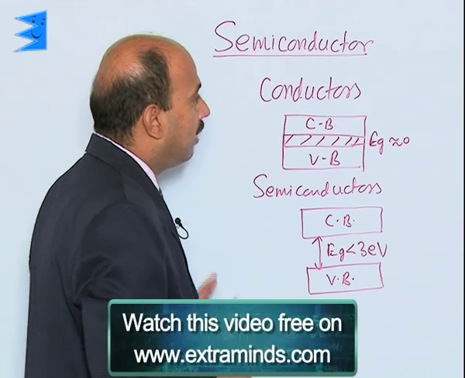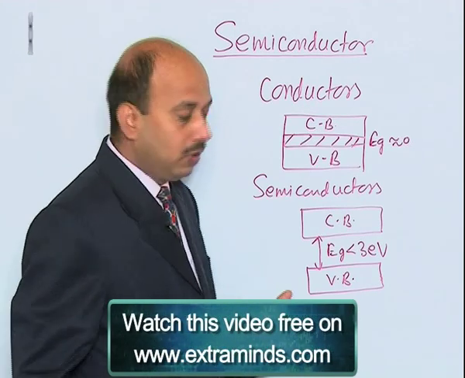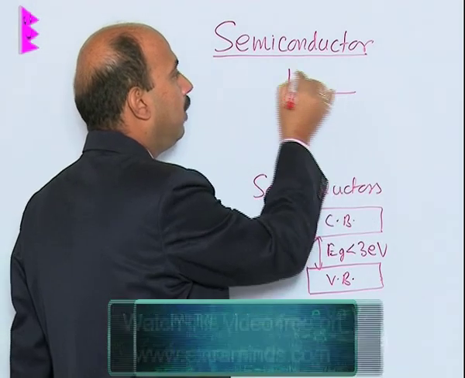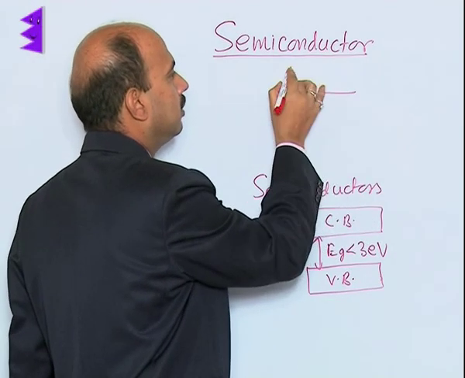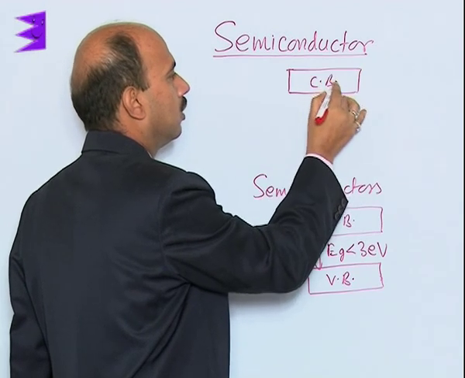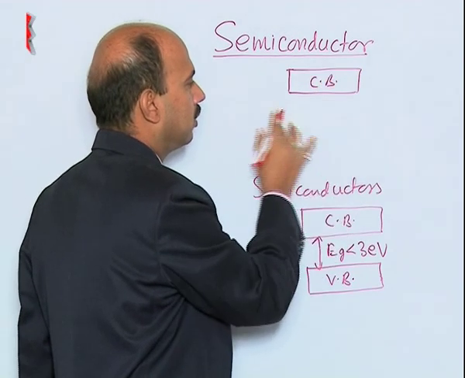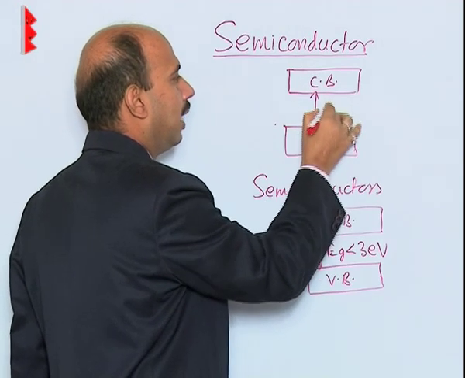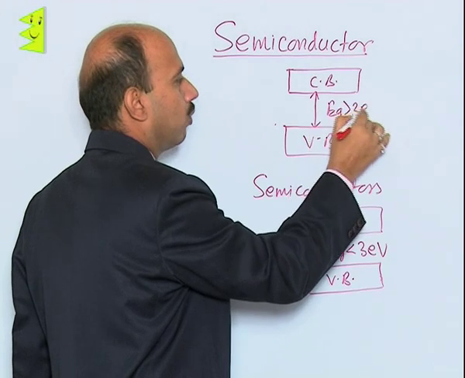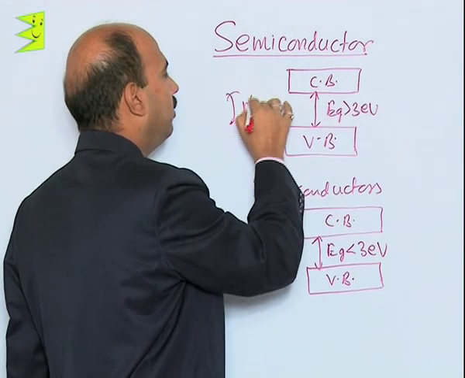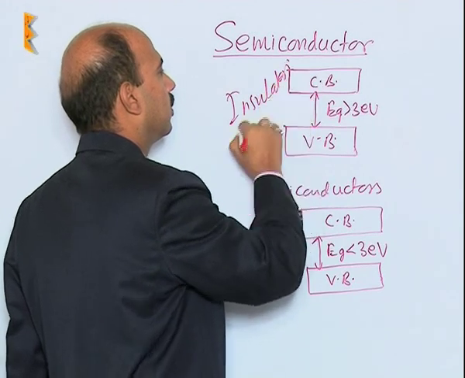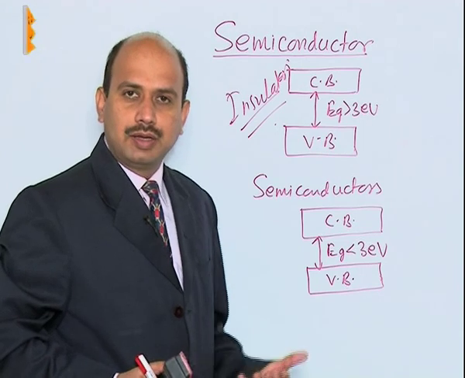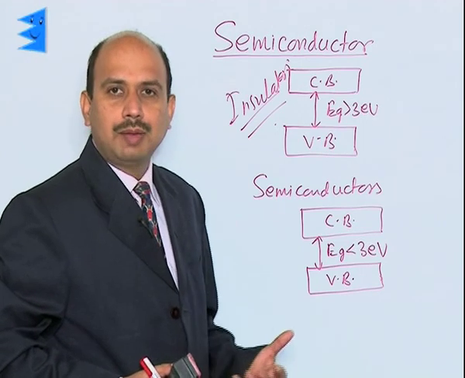Now, if you take insulators, in the case of insulators, this is a conduction band and there is a valence band. So, this energy gap is greater than 3 electron volt. So, this is for insulators. So, the energy band diagram for these 3 types of materials, conductors, insulators and semiconductors, we have discussed.